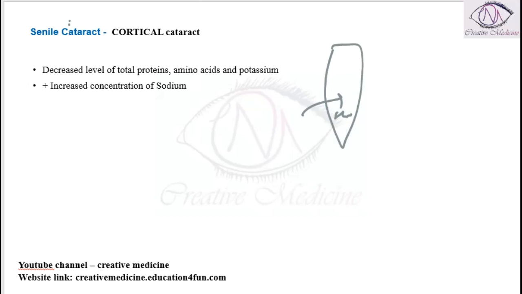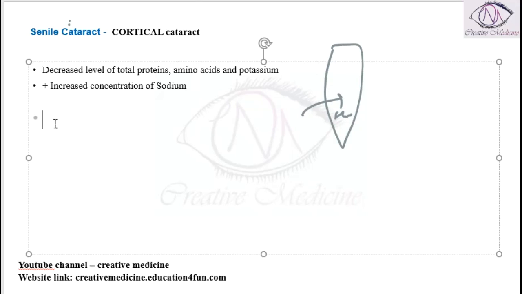So there is increased water, so hydration of the lens occurs, along with the coagulation of proteins. Hydration of the lens with coagulation of proteins will occur in senile cataract. So senile cataract can be of two types.